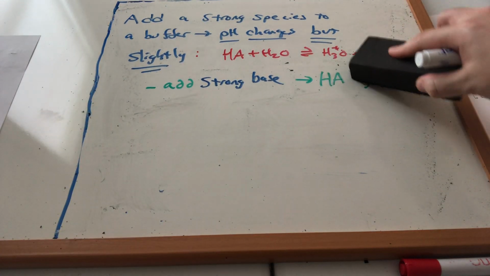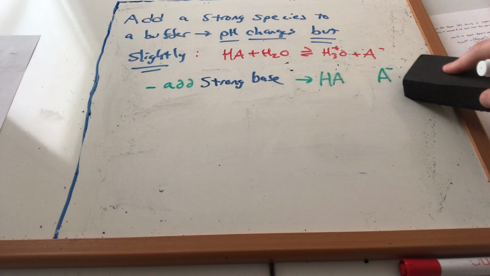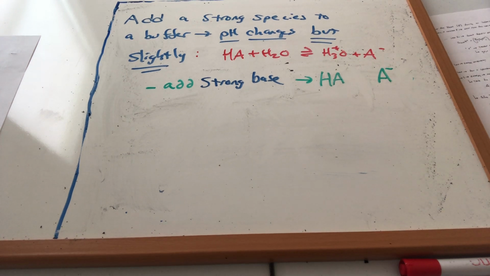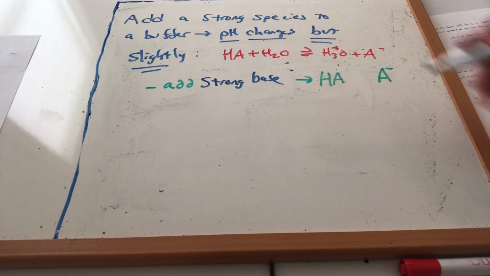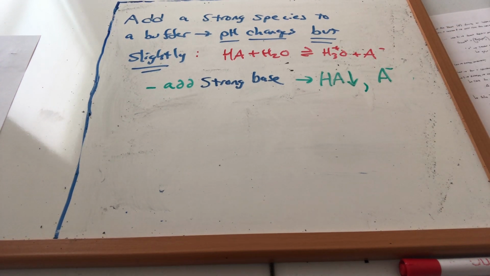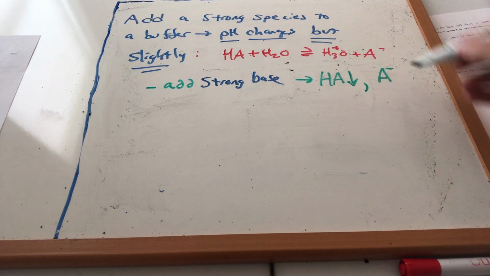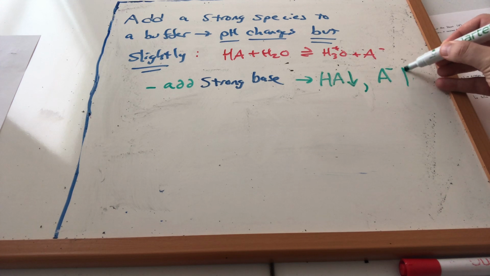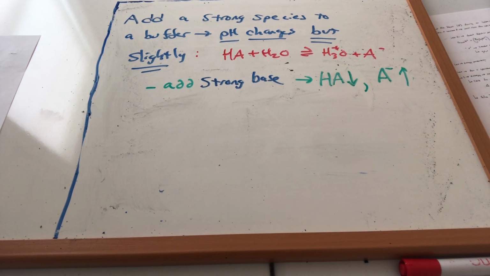What happens when we add a strong base? Well, if I throw more base in there, unsurprisingly, the amount of acid you had to start with goes down. And the amount of A minus you have in there goes up. Now, why does this occur?